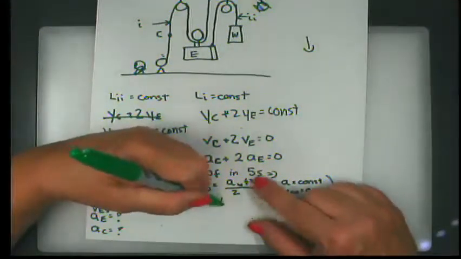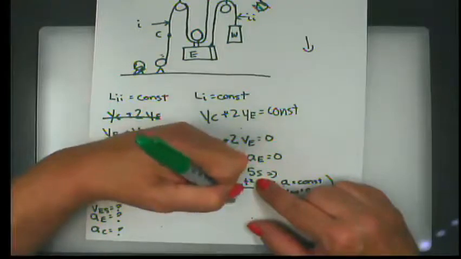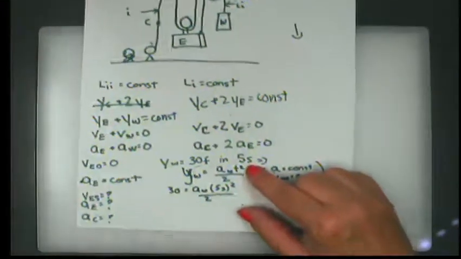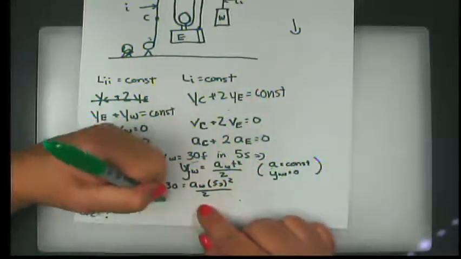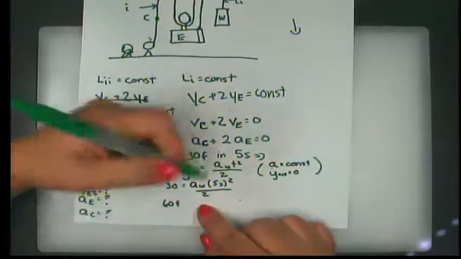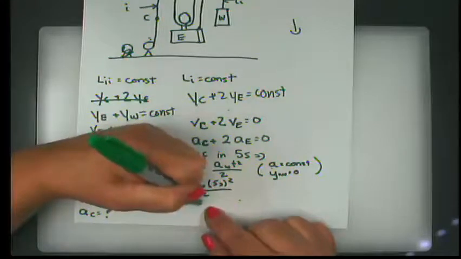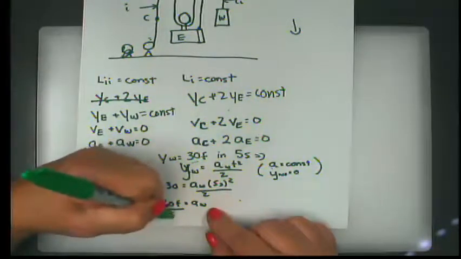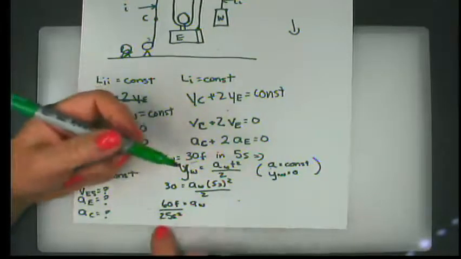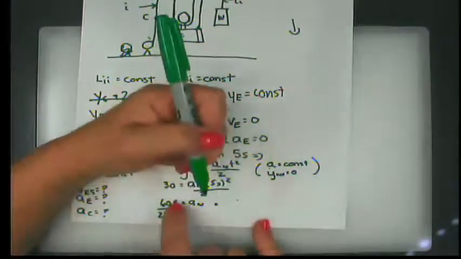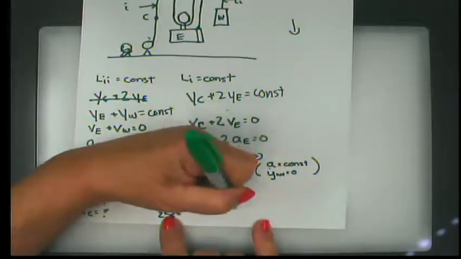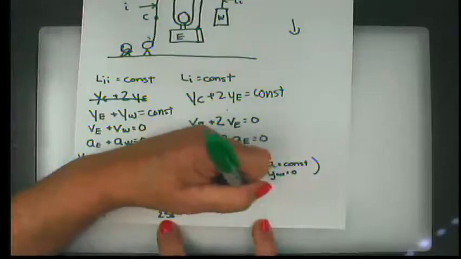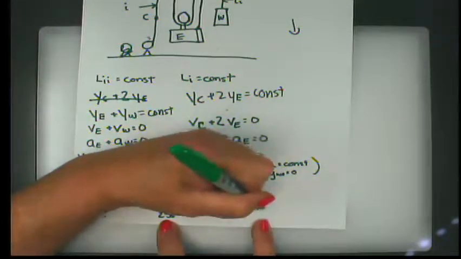acceleration of the weight times 5 seconds quantity squared divided by 2. Multiply up and I get 60 feet equals A_W times 5 seconds squared. So I divide both sides by 25 seconds squared. And if I do that math, 25 goes into 60 2 times, with 10 left over, bring over another decimal place, 2.4 feet per second squared.